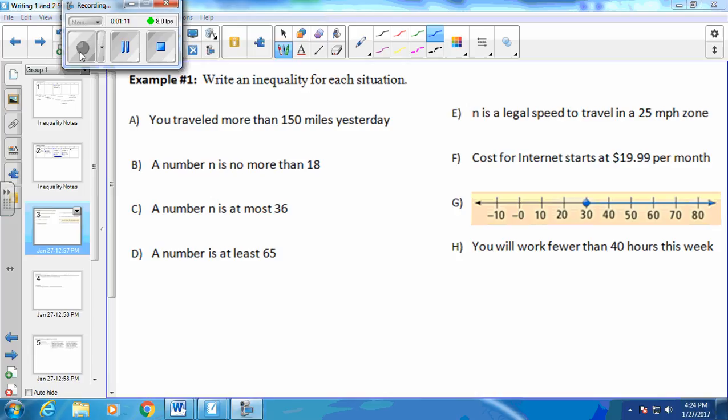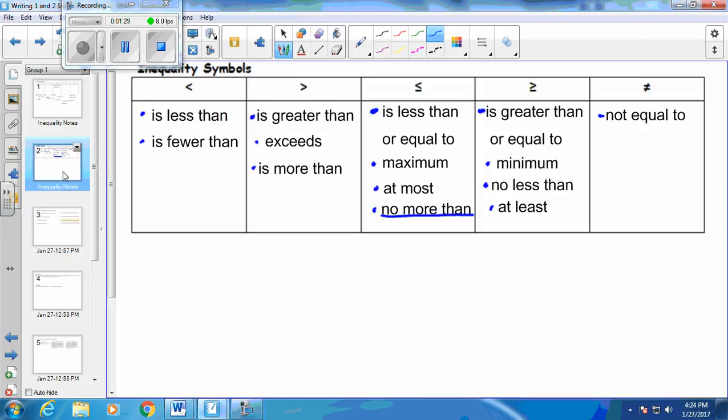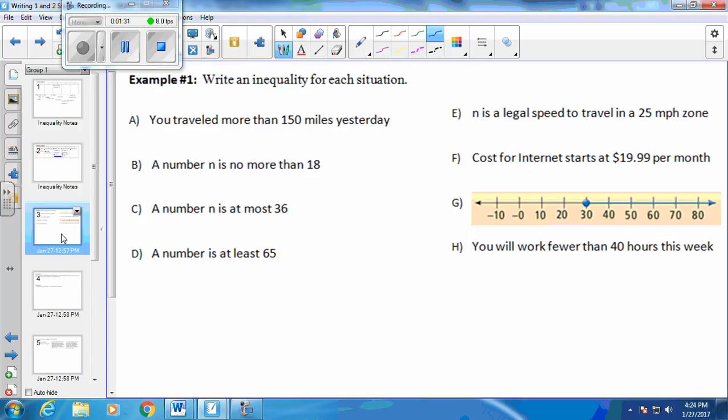All right, so we're going to work on example number 1. I'm going to do the first couple with you, just so you have an idea of what's going on. They're asking for us to write an inequality for each of these situations. For A, they're saying you traveled more than 150 miles yesterday. You can keep looking back at this list if you'd like. The inequality symbol is the more than symbol, and they didn't specify any type of letter to use. So I'm just going to say I traveled more than, so greater than 150. So 150 is not included in that solution.